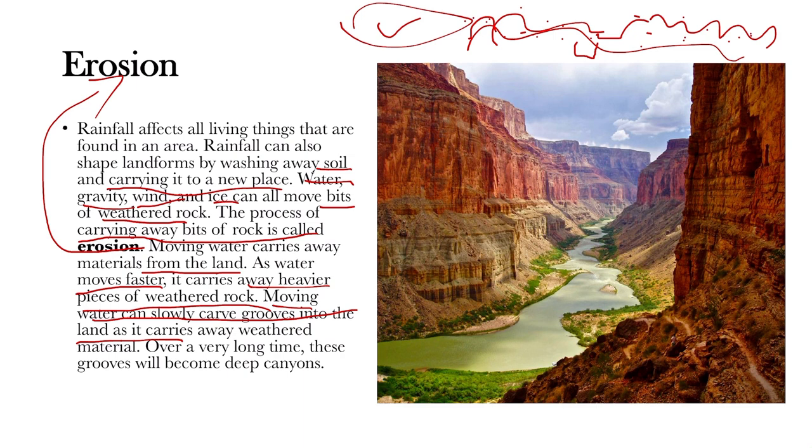So then what happens? When they are moving this rock, it's called erosion. And then it carries these waters away from land. It can also cut the land into little pieces. It carves small ones. And also, what happens to these slow ones? It becomes deep canyons, as you can see in this photo. These are the deep canyons.